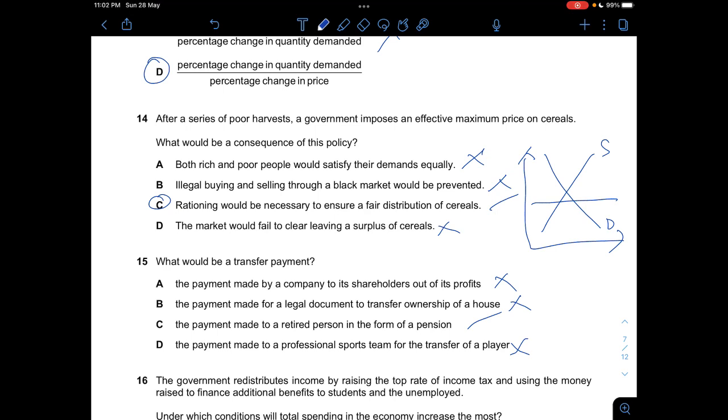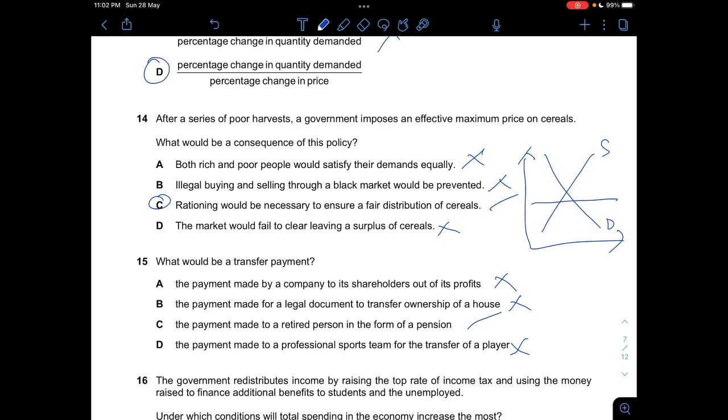Like, for example, the shareholders contribute to the company's production. So the payment made by a company to its shareholders is because there's production. B, the payment made for legal document to transfer ownership of the house is also when there's production. You're buying the house, you're selling the house, so it's not a transfer payment. And D, the professional sports team, they contributed to the country by winning in a bunch of competitions, so that's not a transfer payment either.